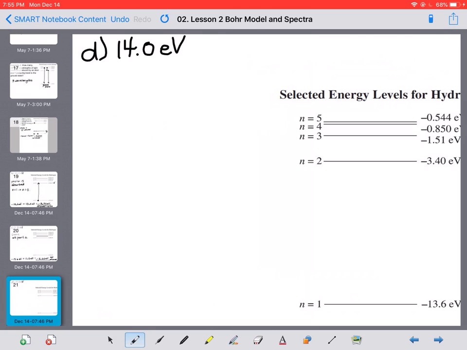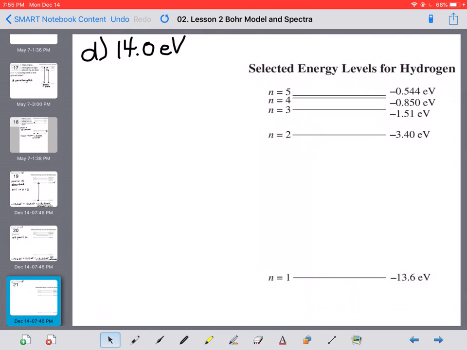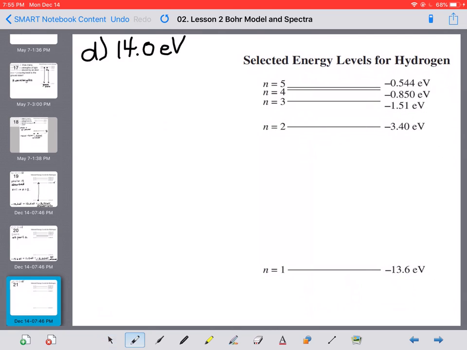Okay, now we're going to do part D, and part D actually works a little bit differently than parts A, B, and C, and you'll see why in a second. Okay, if we have an electron in the ground state of hydrogen, that electron currently has negative 13.6 electron volts of energy. Remember, what that means is you need 13.6 electron volts of energy to ionize this electron here.